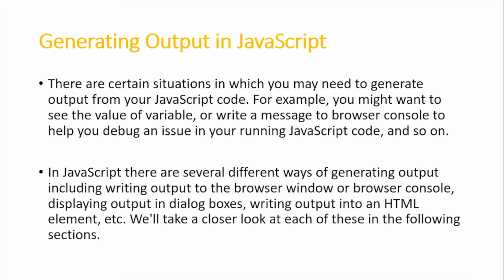Generating output in JavaScript means how you can use your code to show some output to the screen of the user or anywhere you want to use. There are certain situations in which you may need to generate output from your JavaScript code. For example, you might want to see the value of a variable or write a message to the browser console to help you debug an issue in your running JavaScript code.